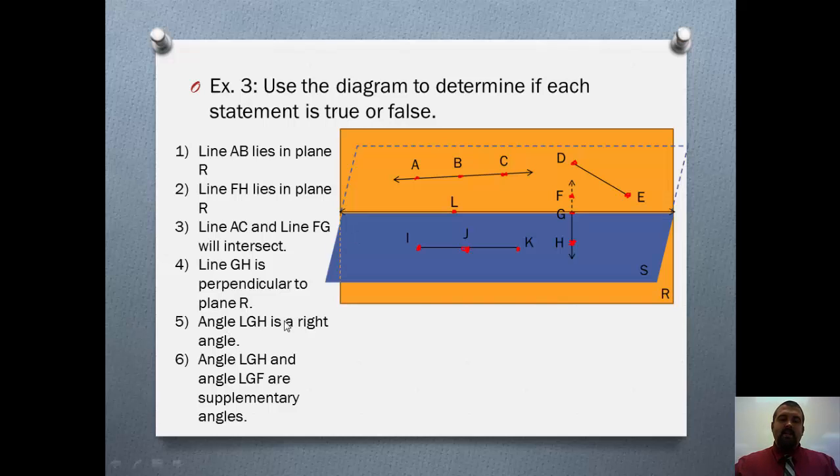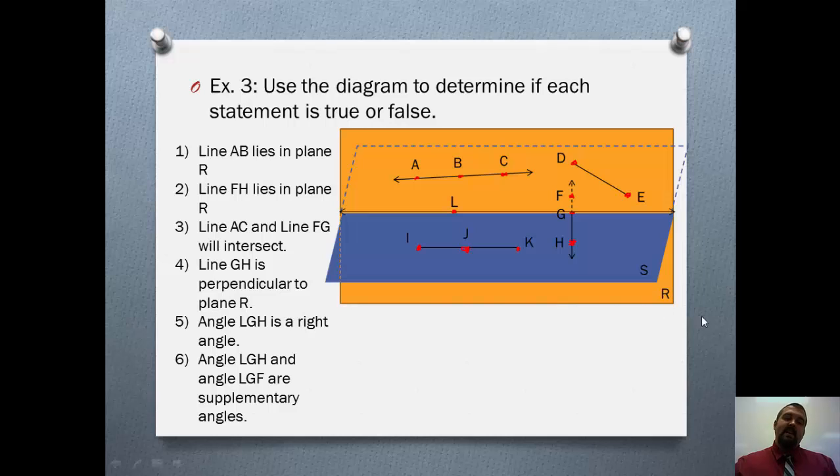Angle LGH, so angle LGH is a right angle. Same thing. If I can't tell it's perpendicular, then I can't tell if it's a right angle. Cannot tell, not enough information, or false would be the 3 choices for you.